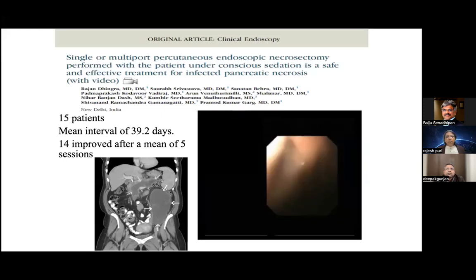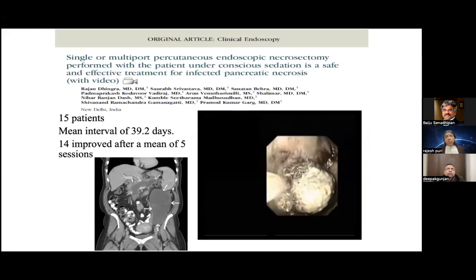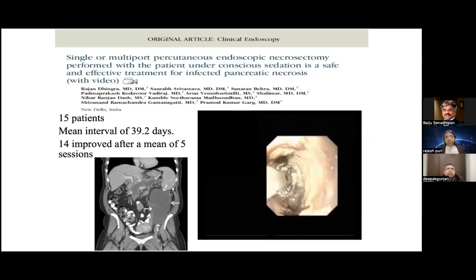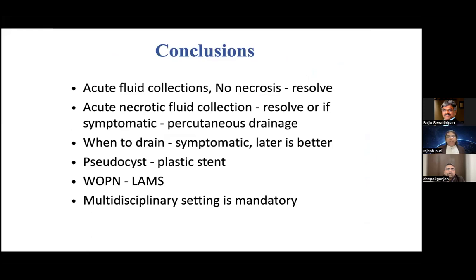Pramod Garg's group did the percutaneous endoscopic pancreatic necrosectomy. You dilate, or you can put a metal stent from the percutaneous route, and go in with the scope, with the nephroscope or with the pediatric endoscope, and remove the necrotic debris. This can be done bedside, even in ICU patients. So you can avoid surgical intervention in these patients.